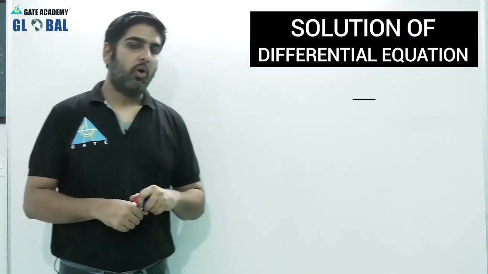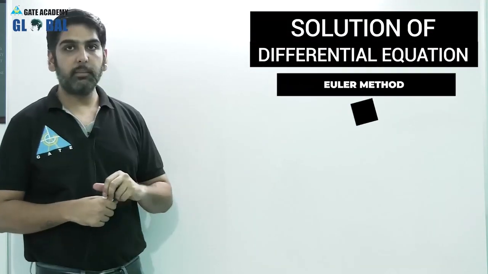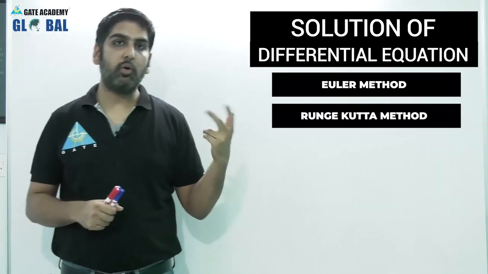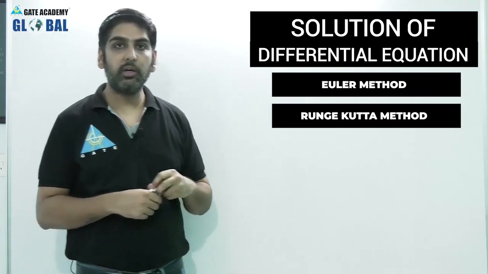What I'm saying is for all branches. The differential part is for all branches. Again, we have the Euler method. We have the Runge-Kutta method: Runge-Kutta order 1, order 2, order 3, order 4. We are having the Runge-Kutta method, right?